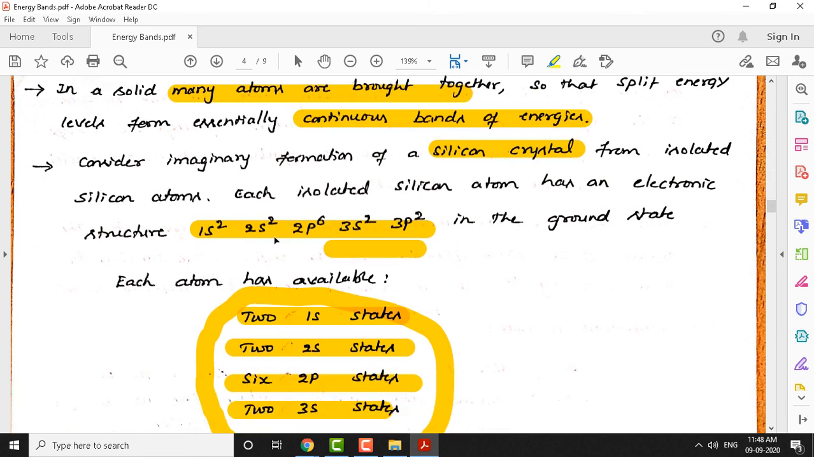Let's again review the electronic configuration of silicon, which is 1s2, 2s2, 2p6, 3s2, 3p2. Totally it has atomic number 14. The outermost orbit, the valence orbit, contains 4 electrons. This is actually for an isolated atom.